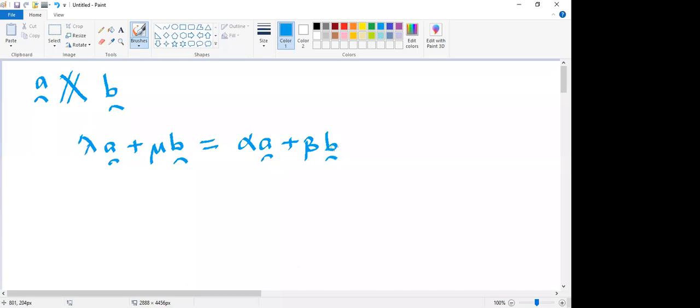If lambda A plus mu B is alpha A plus beta B, what can you say about the scalars? If the two vectors A and B are not parallel, and lambda A plus mu B equals alpha A plus beta B, what can you say about the scalars? Lambda, mu, alpha, and beta are scalars. What can you say about these scalars?